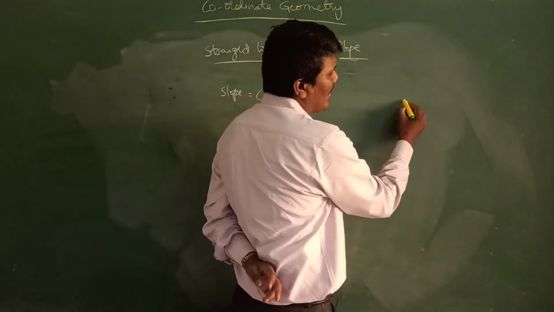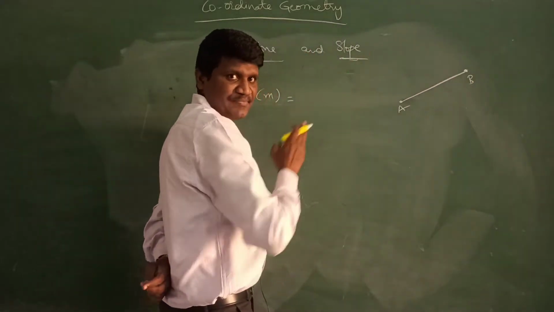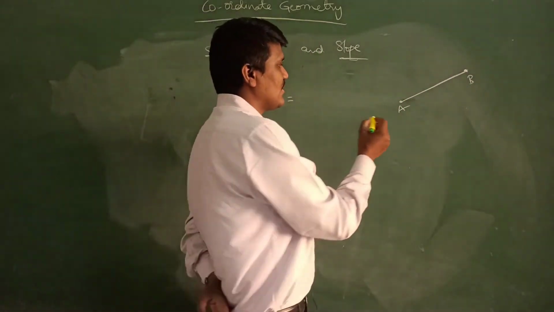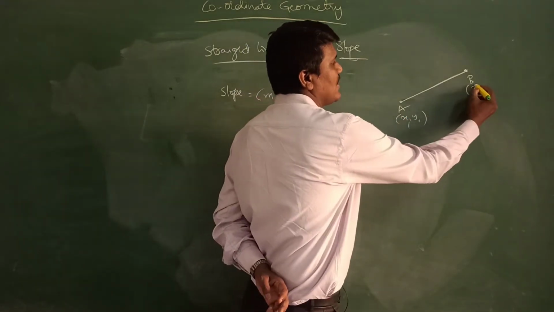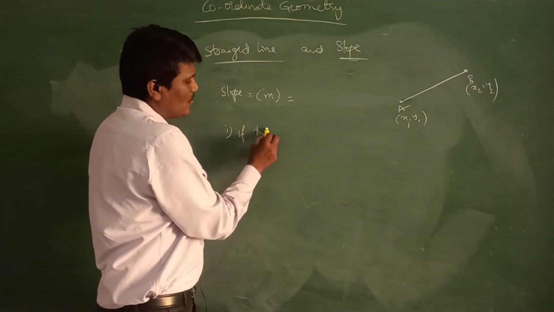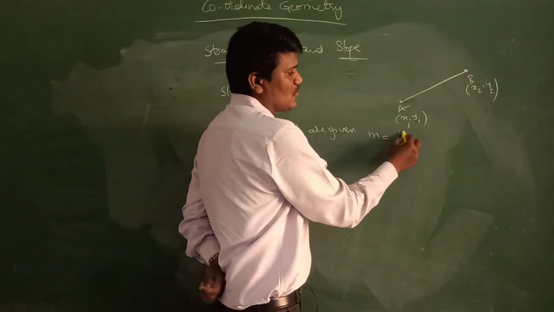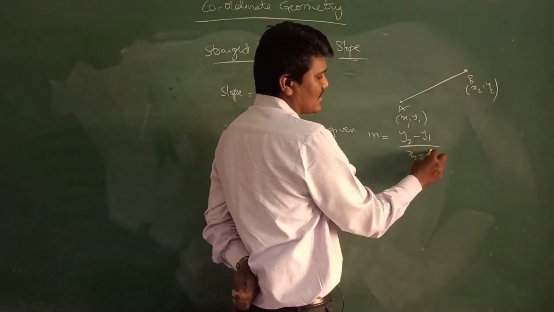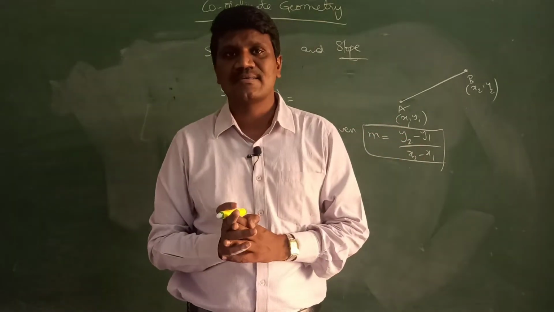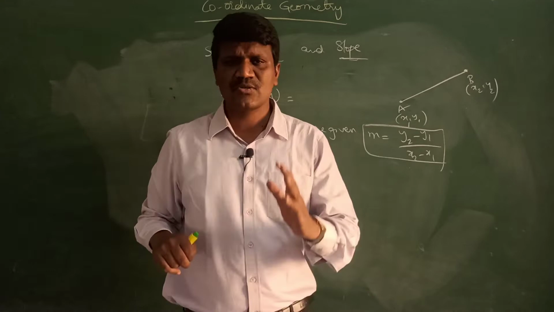If two points are given, suppose this is a line AB, what is the slope of this? A is (x1, y1) and B is (x2, y2). So the first formula, if two points are given: m is equal to (y2 minus y1) by (x2 minus x1). This is the formula: difference of y coordinates by difference of x coordinates. So this is the most important formula.